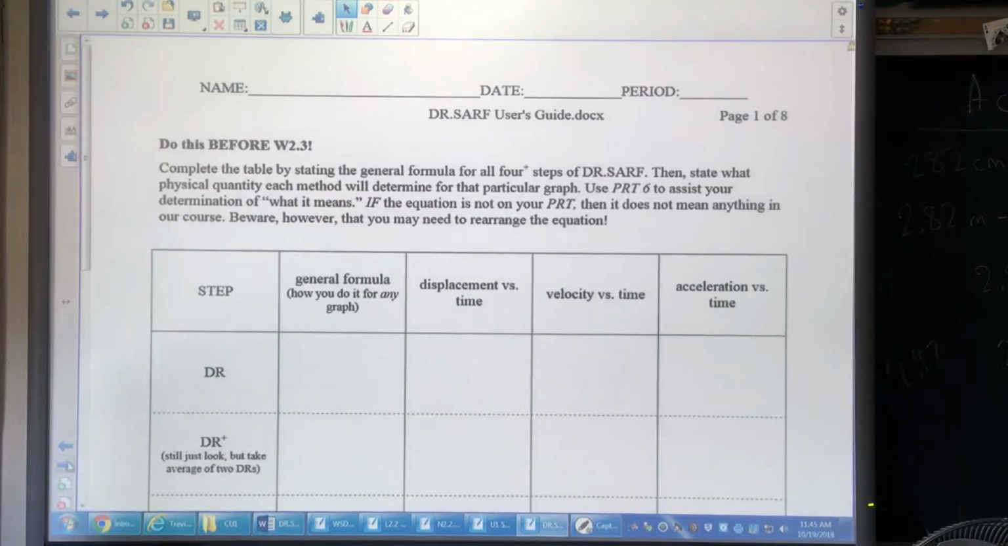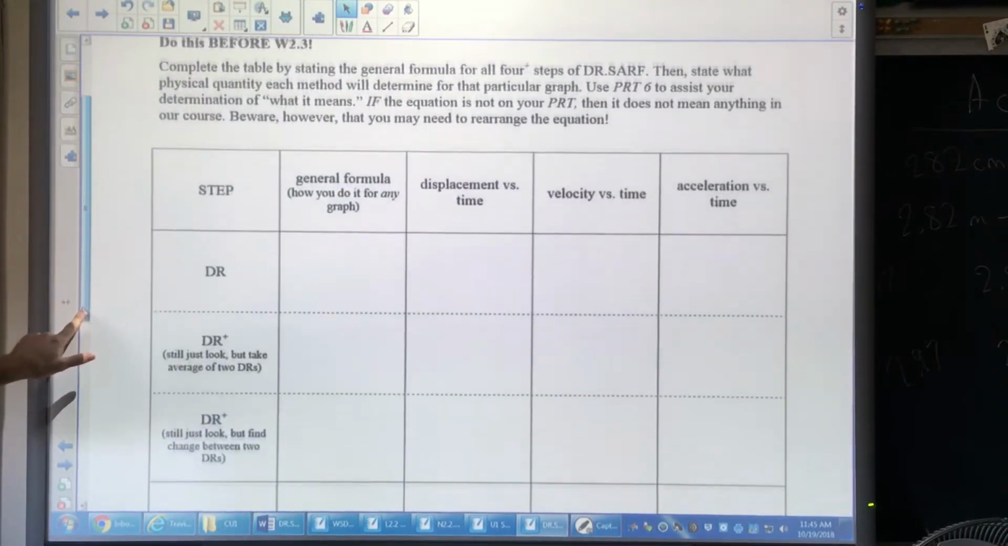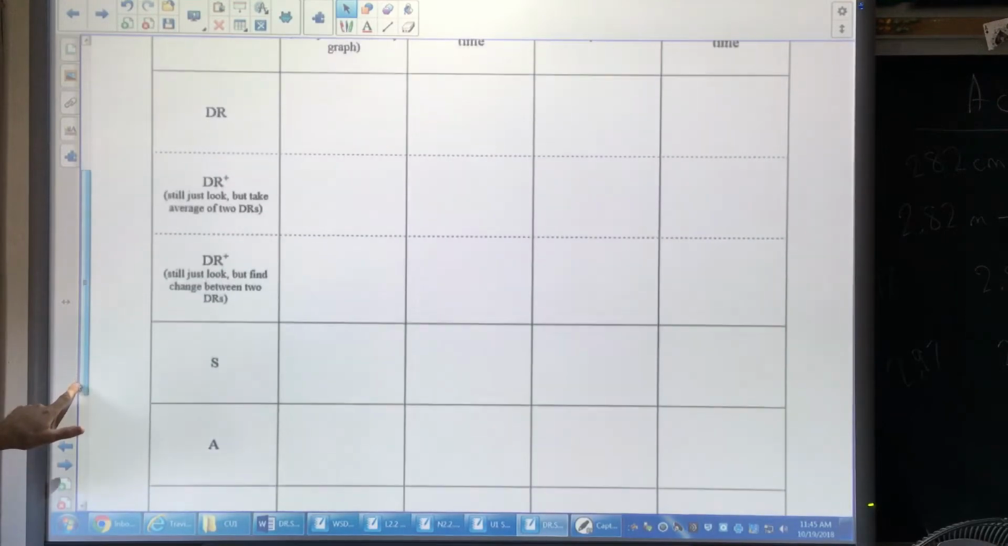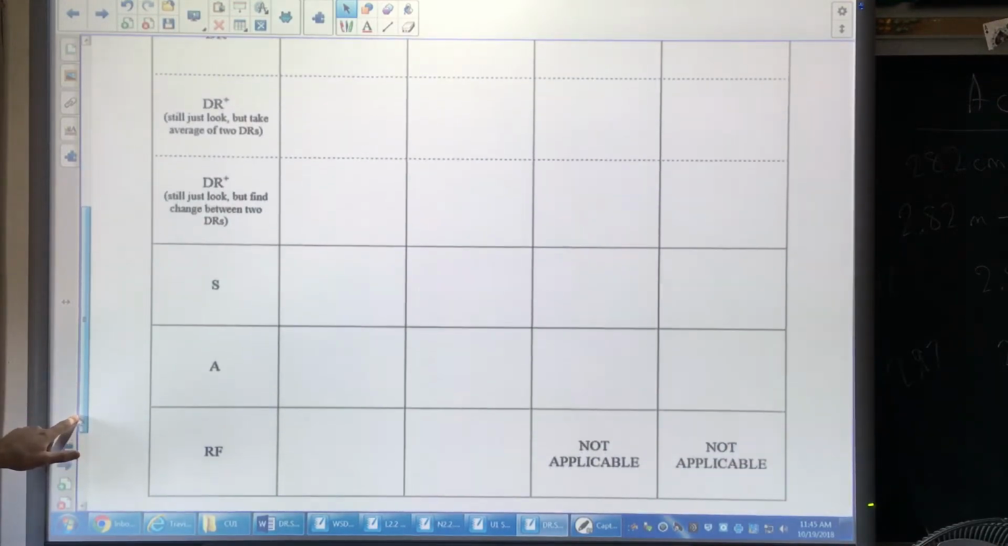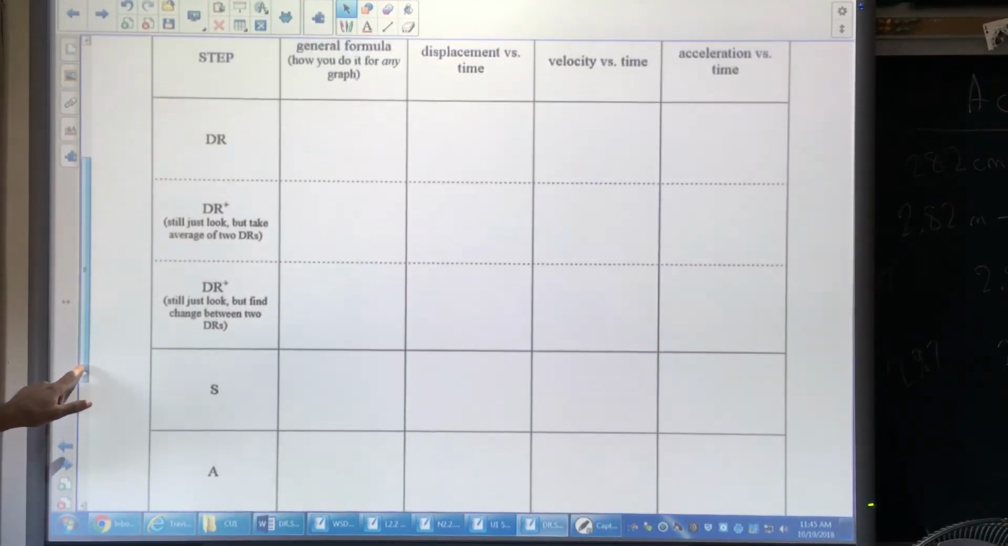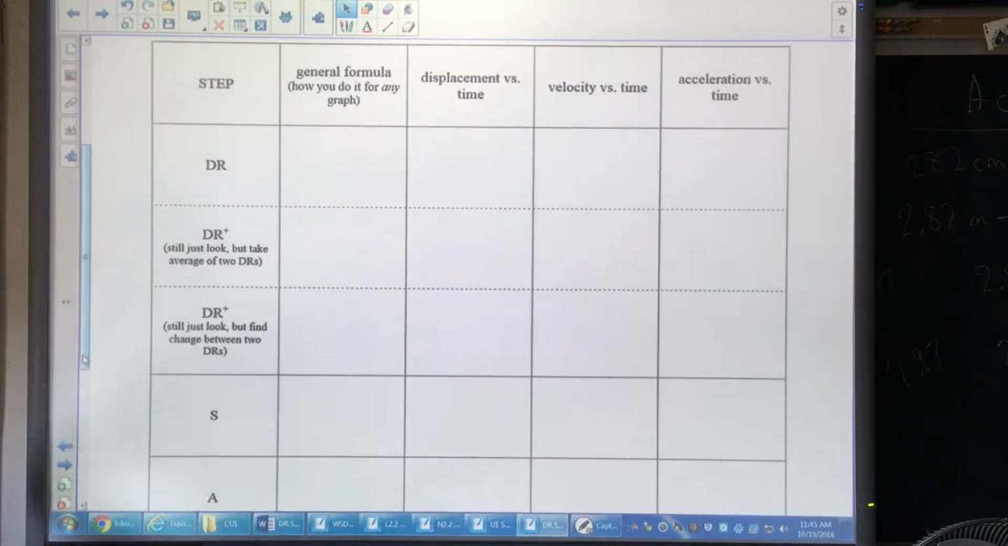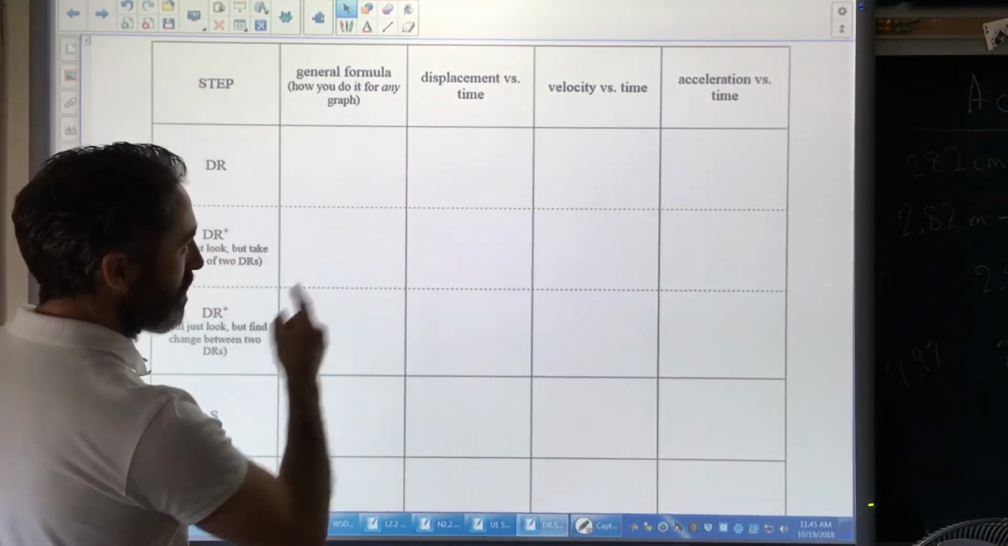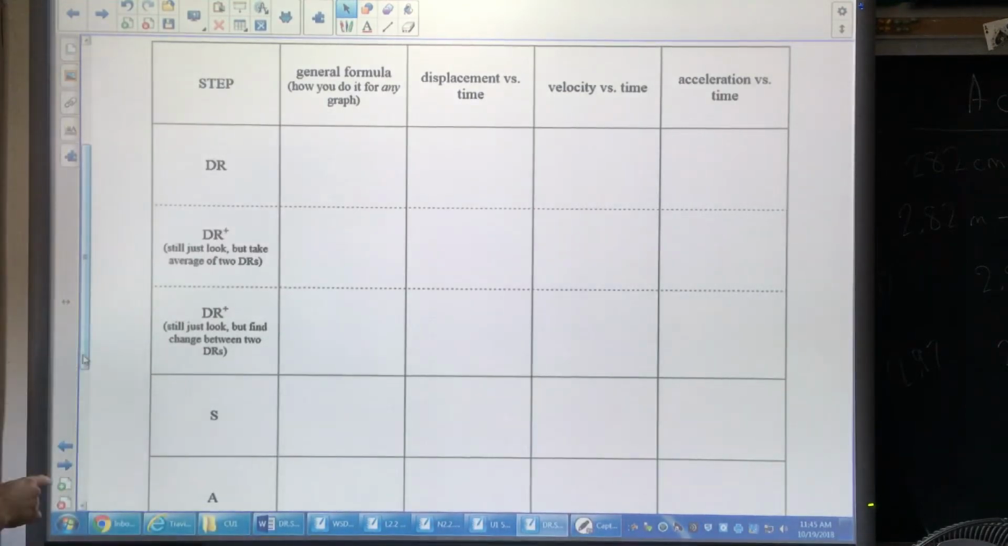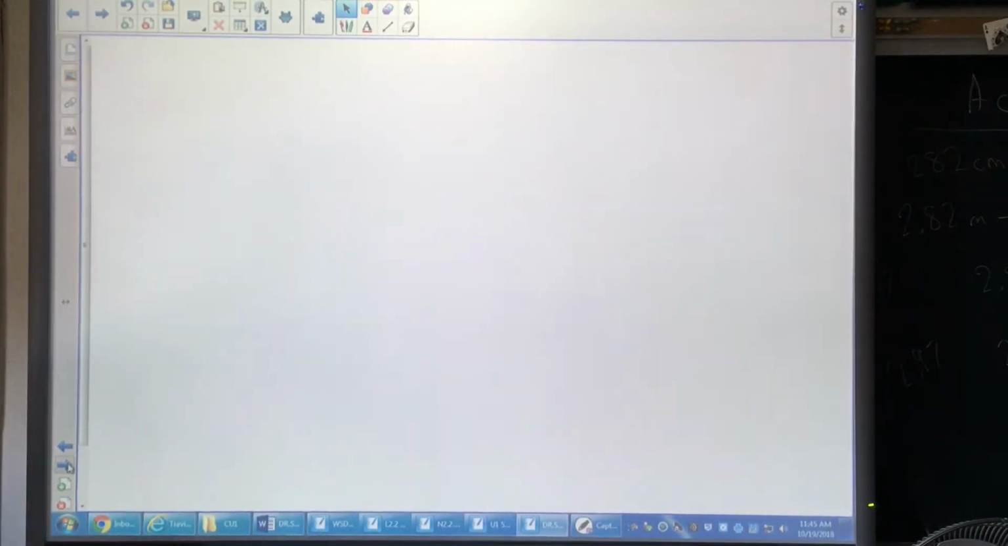Dr. SARF. So, Dr. SARF may seem like a little too much, a little cumbersome, a little far out. However, Dr. SARF is the ticket to good health when graphing. So, I'm not going to fill this in for you right now. You're going to do this yourself. We're going to go over this with a blank version on the next page.